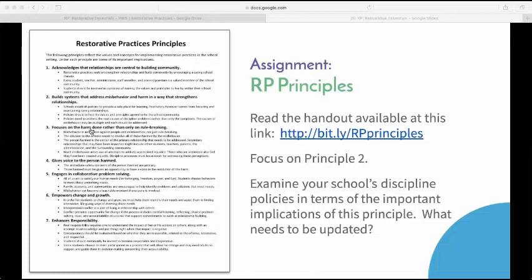Focus on Principle 2, which looks at building systems that address misbehavior and harm in a way that strengthens relationships. Examine your school's discipline policies in terms of the important implications of this principle. What do you think needs to be updated? Pause this recording to complete this assignment. When you're finished, come back to continue with this module.